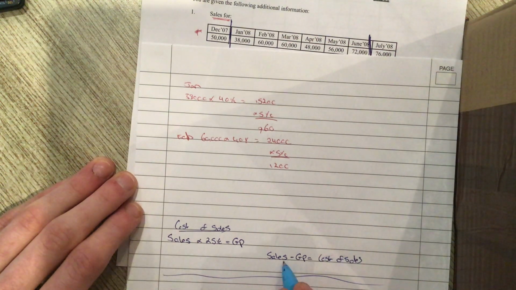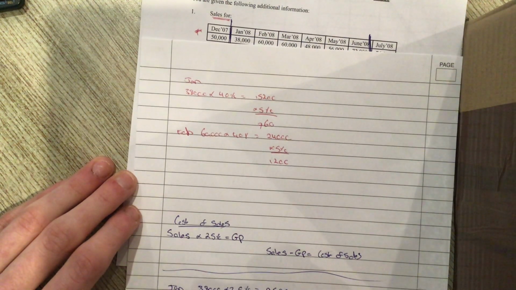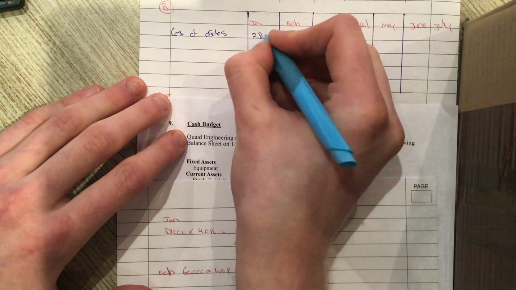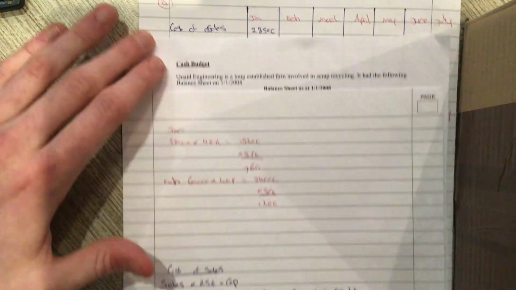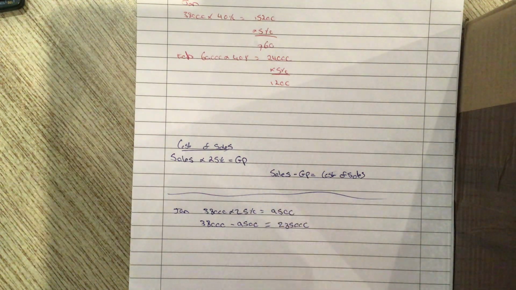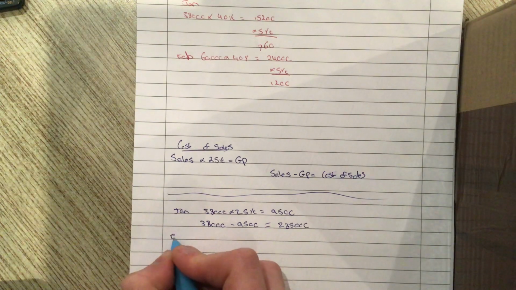So again, following this formula, next step, sales minus gross profit equals my cost of sales. So sales, which is still 38,000, minus what I've just calculated, which is my gross profit, gives me 28,500. That's my cost of sales figure, lads, for the month of January. So in here I've got 28,500 euros. For anyone who didn't get it, I gave them my gross profit figure. Once I can find my gross profit, I can just take that away from my sales to give me my cost of sales. So we'll do February.